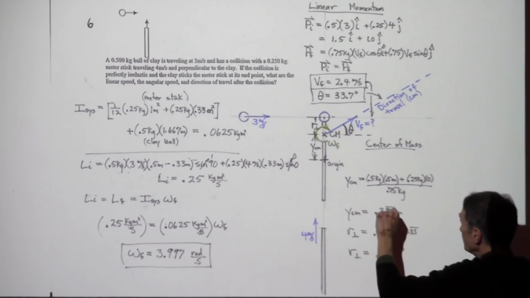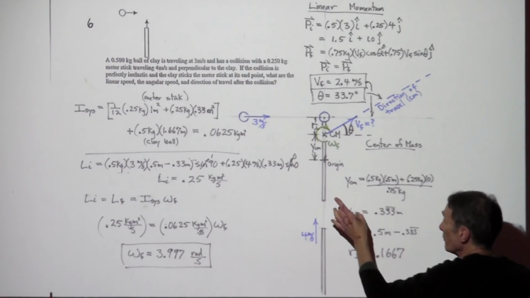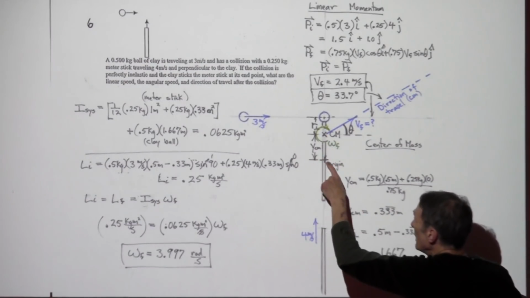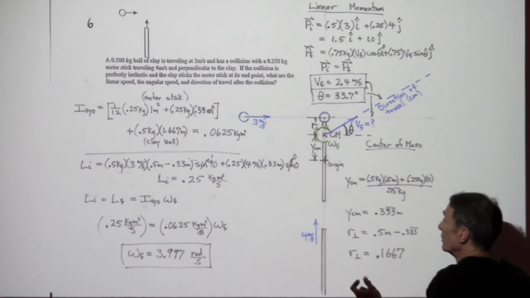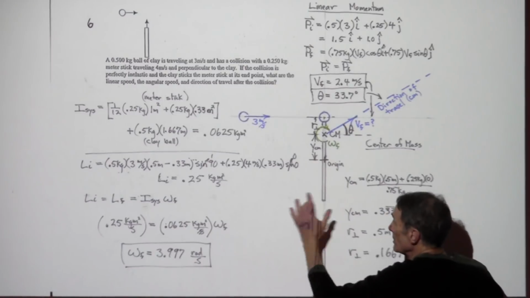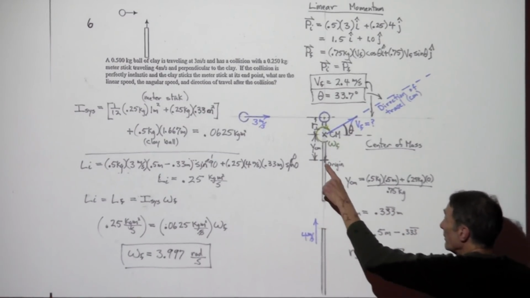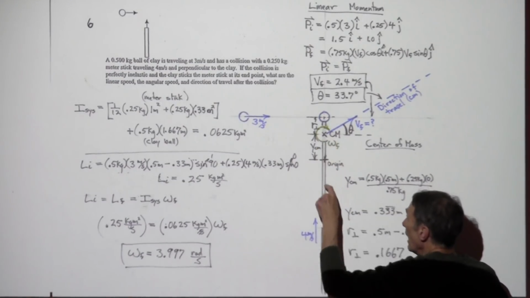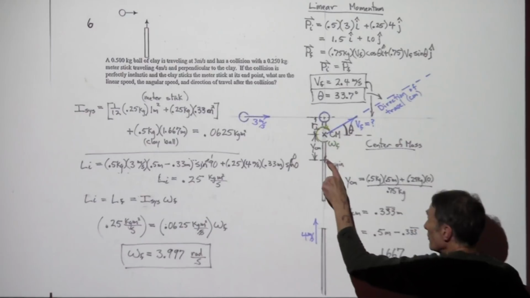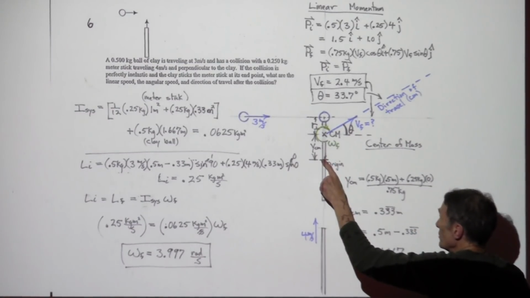So the y center of mass, I need to measure from some point. I chose the middle of the meter stick. You don't have to. You could choose the ends. You can choose any point. You can choose a point out here. It's not going to be convenient. This is relatively convenient here, since this would be at the very center of the meter stick. Its position for its center of mass is going to be 0.